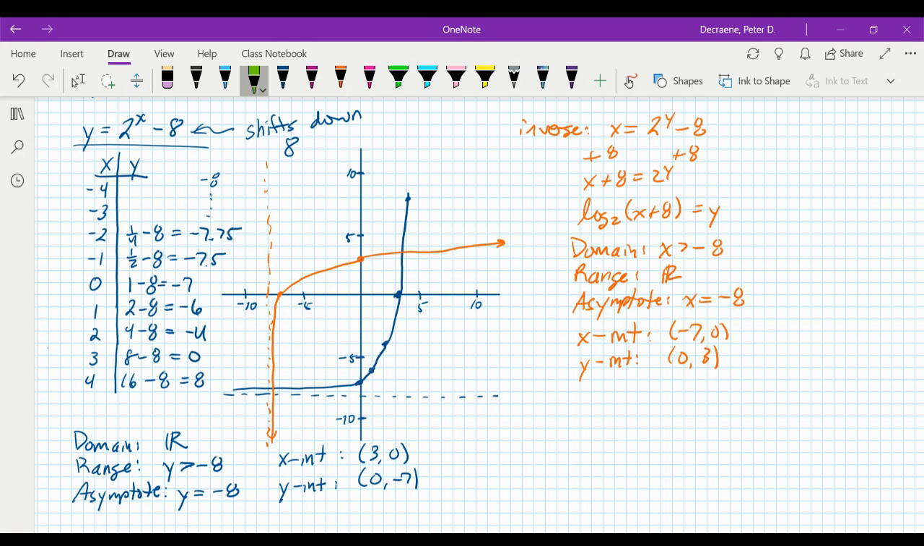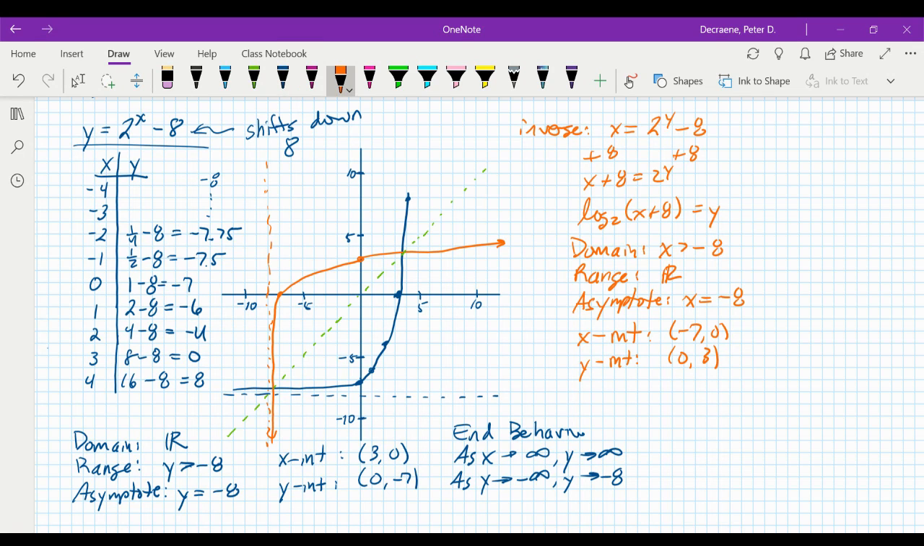And again, remember, the two graphs, the original function and its inverse, are always reflections of each other across the line y equals x. If we do talk about end behavior on this one, the original graph has end behavior as x goes to infinity off on the right, y goes to infinity. As x goes to negative infinity off to the left, y goes to negative 8 because it's leveling out.